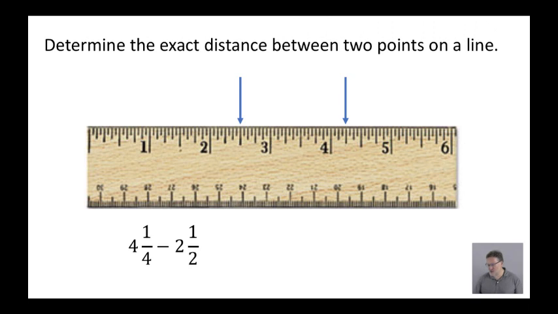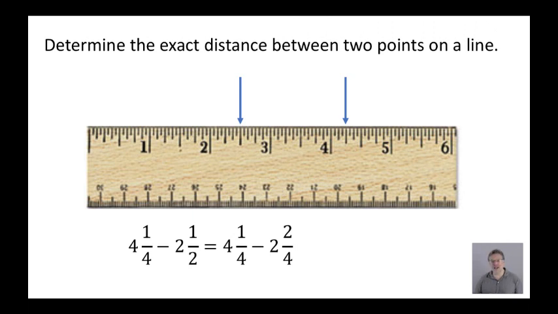4 1/4 minus 2, not 2 1/2, but 2 2/4. Now at least we have a common denominator, but once again it's clear, since I can't subtract 2/4 from 1/4, that I've got to borrow some additional fourths. So that 4 can become a 3, and that gives me 4 additional fourths to work with.